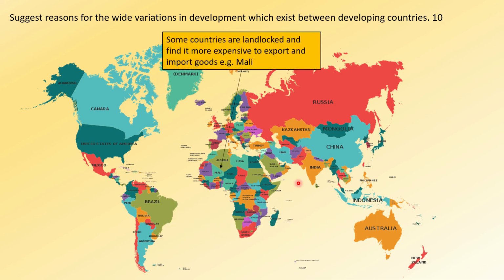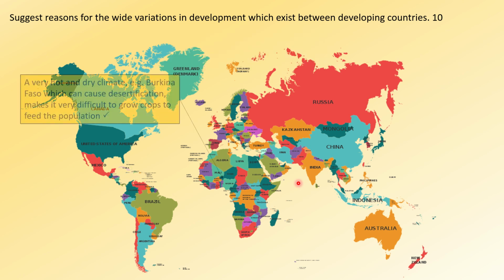Some countries are much less lucky, though. For example, Mali is landlocked. It's got no access to the sea at all, and therefore it struggles to export and import goods. Just to the south, the country Burkina Faso is incredibly hot and dry, and this causes its soils to turn to desert, and that makes it very difficult to feed their population.